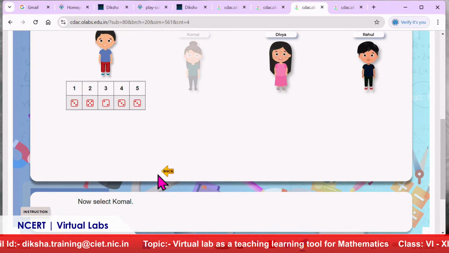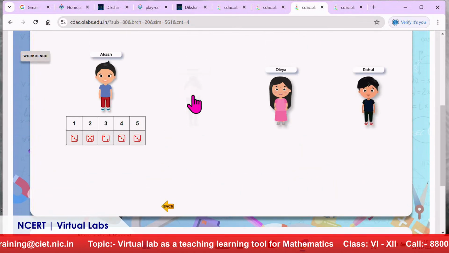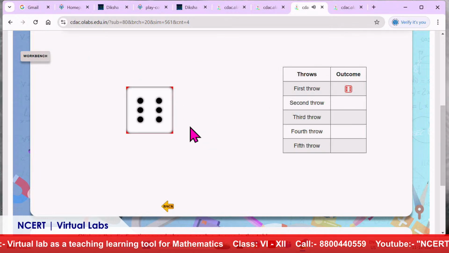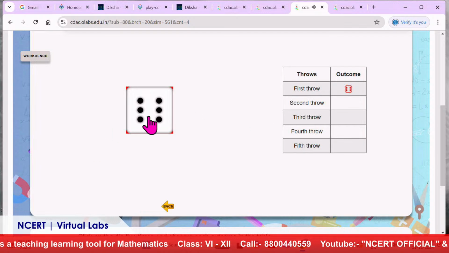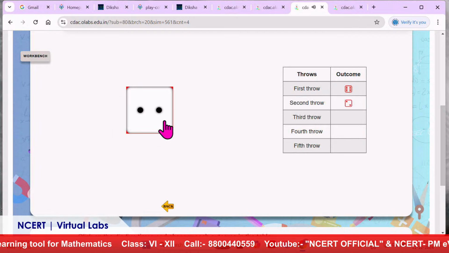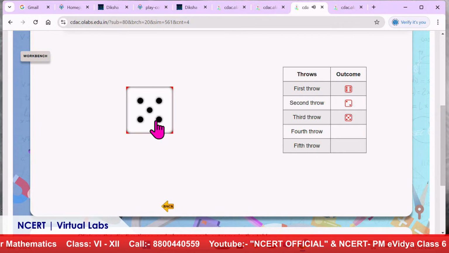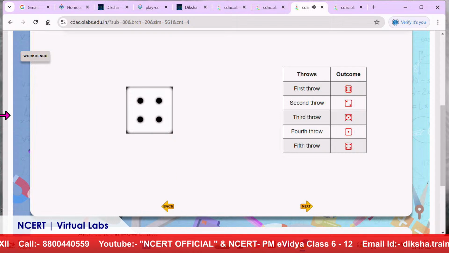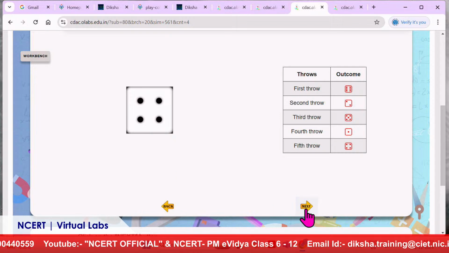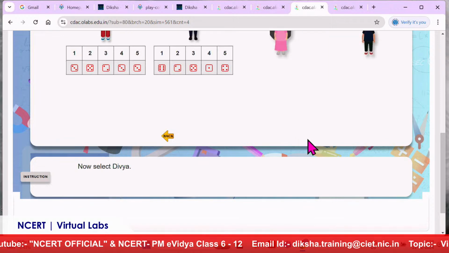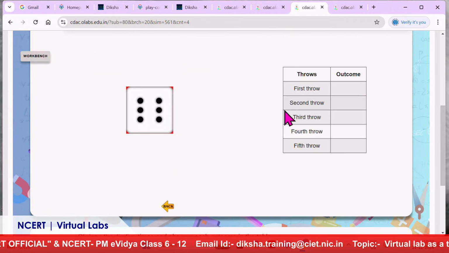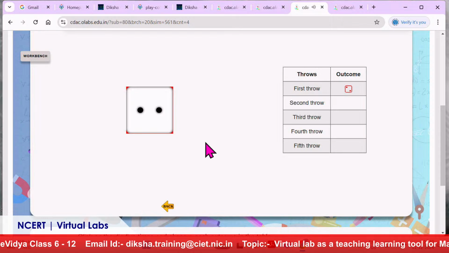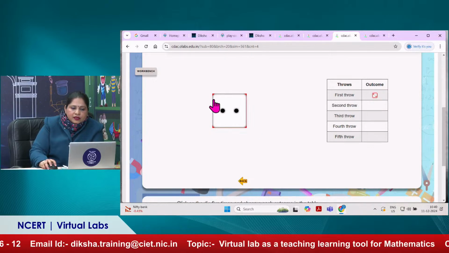Now I'm clicking on next, and I'm picking one more child, Komal, and now she will throw. What observation does she get? 6. In the second throw, she gets 2. Third throw 5, fourth throw 1, and fifth throw 4. Similarly, we take the other children also. The next one, Divya. One by one we can call them and perform this activity with the students also. Right.